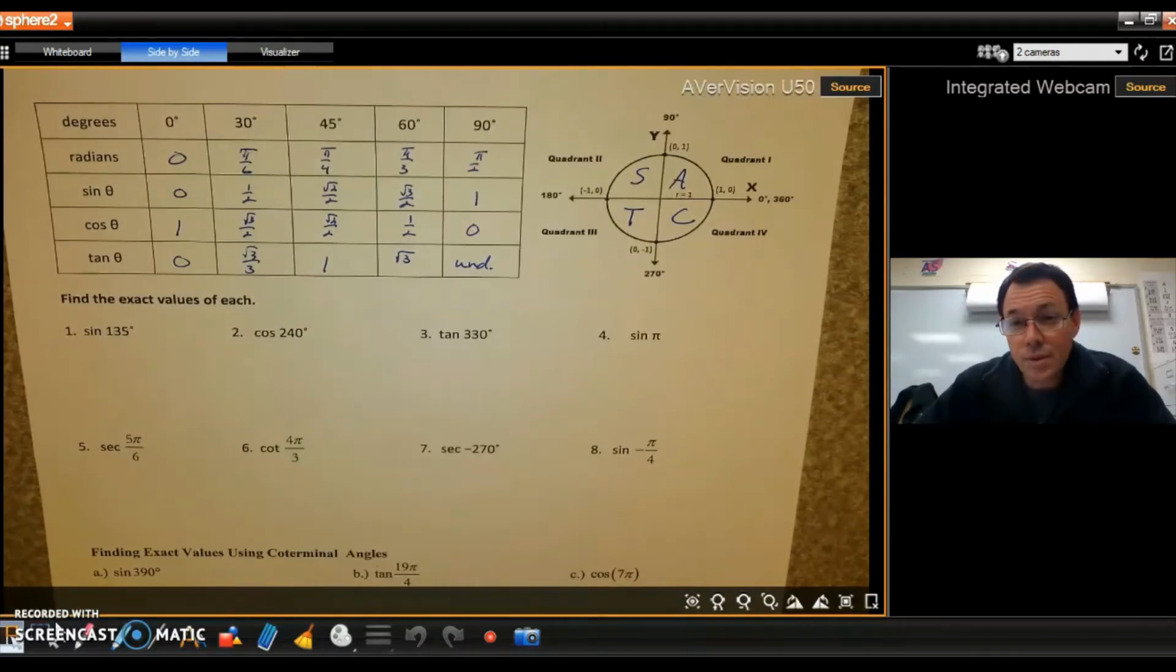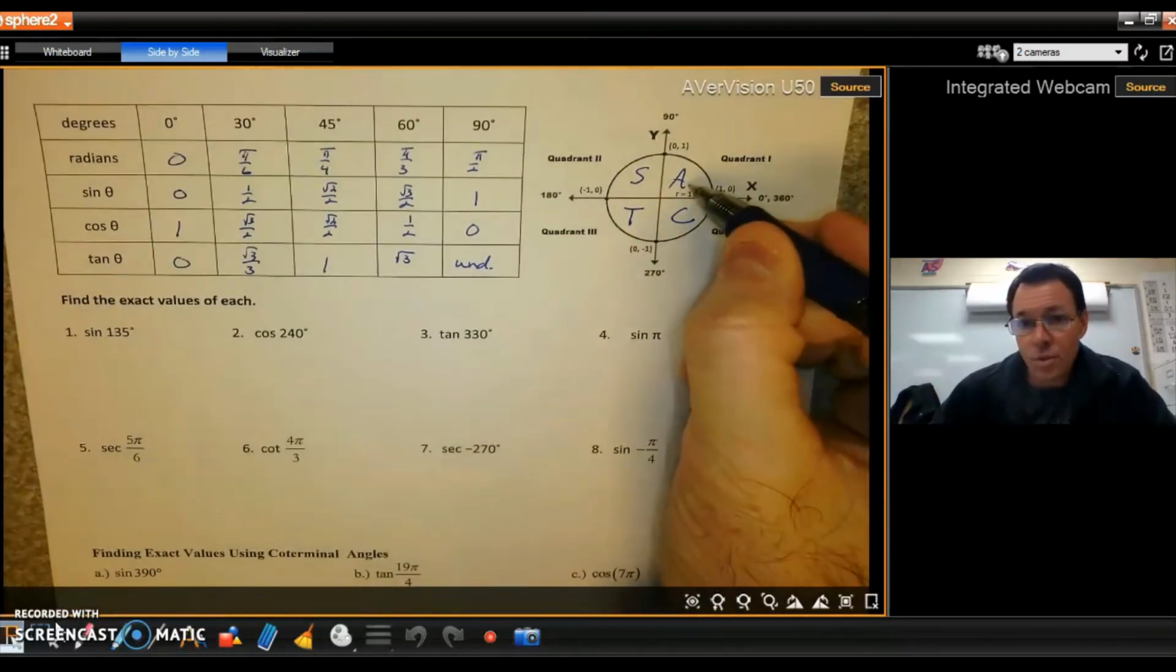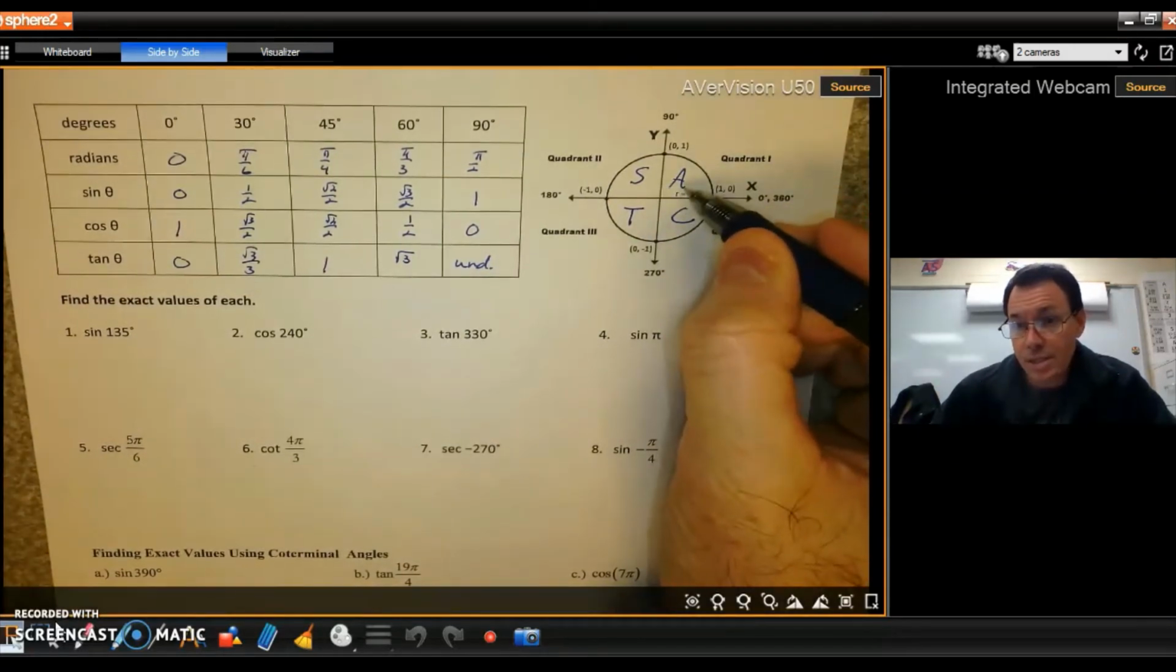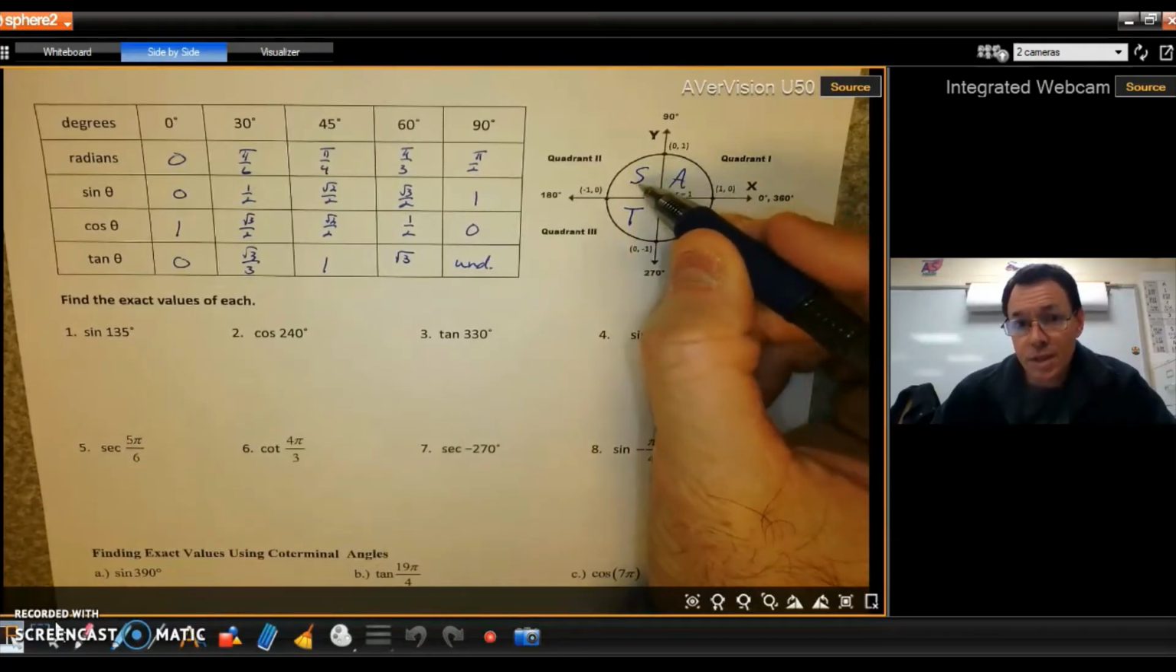Those are the trig ratios that are positive in those quadrants. In this quadrant, they're all positive. That's what the A stands for. All the trig functions are positive. As you move over here, sine is the positive. That's all we need to know.